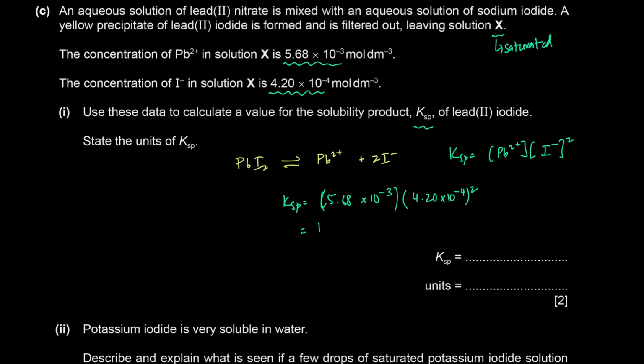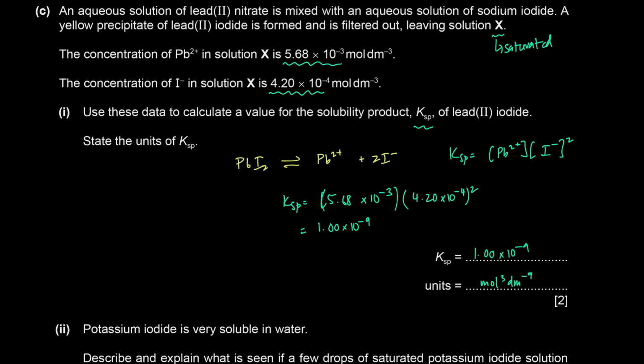So here we get 1.00 times 10 to the power of negative 9. So we have 1.00 times 10 to the power of negative 9, and the units over here are concentration times concentration squared. So that will be concentration cubed. So that's mol cubed dm to the power of minus 9.